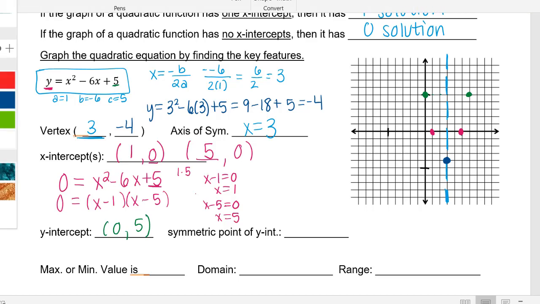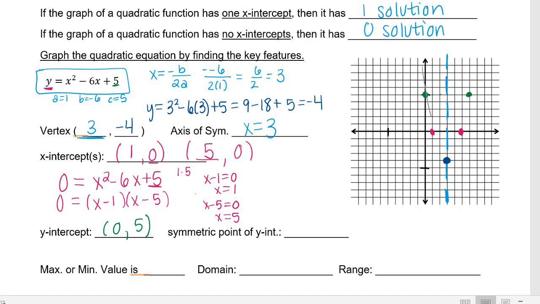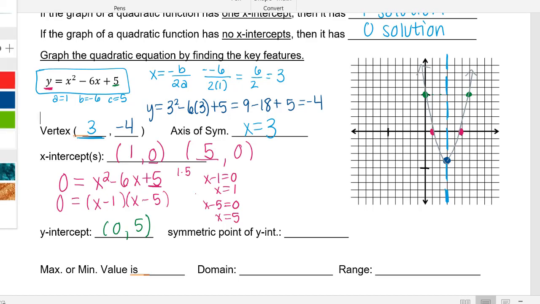How great is that? We'll connect those dots, go straight up to our minimum value, and then right back up. So then the stuff on the left-hand side should be reflected with the stuff on the right-hand side. There we go. Oh, so I didn't write our symmetric point. Symmetric point would be that point of (6, 5).